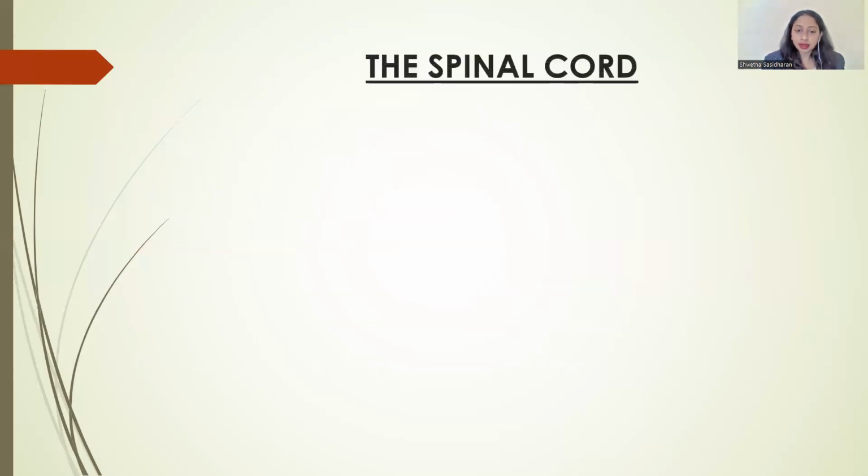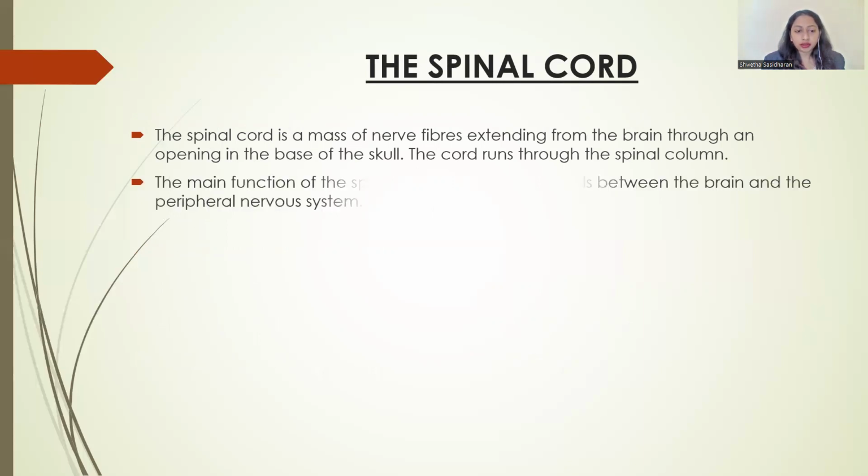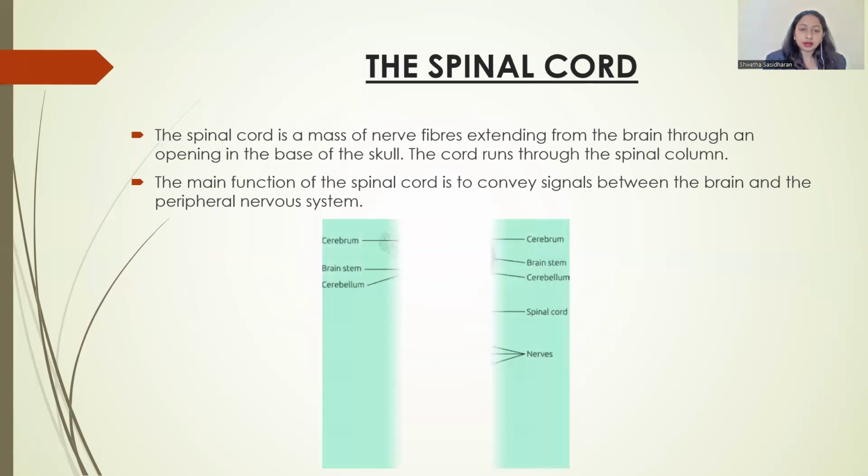Now let's go to the spinal cord. The spinal cord is a mass of nerve fibers extending from the brain through this opening at the base of the skull. The cord runs into the spinal column. The main function of the spinal cord is to convey signals between the brain and the peripheral nervous system.